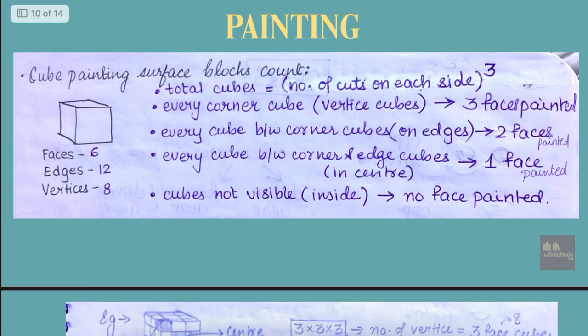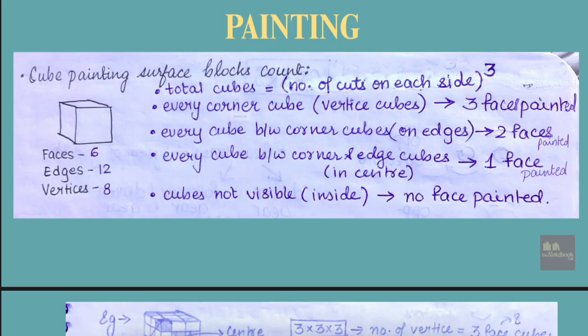So for that, first we'll know the basics. A cube has 6 faces, 12 edges, and 8 vertices. This is the face, this is the edge, and this is the vertex. This is the basic that we've read in school also. Now, some shortcuts: the total number of smaller cubes that will come out from the bigger cube will be equal to the number of cuts on each side to the power 3, its cube.